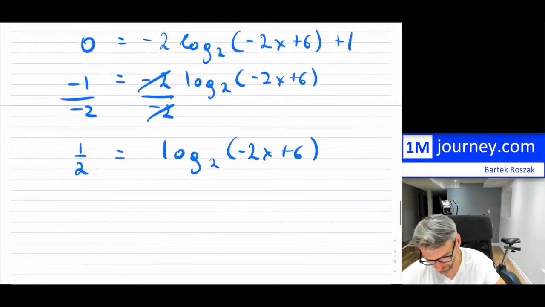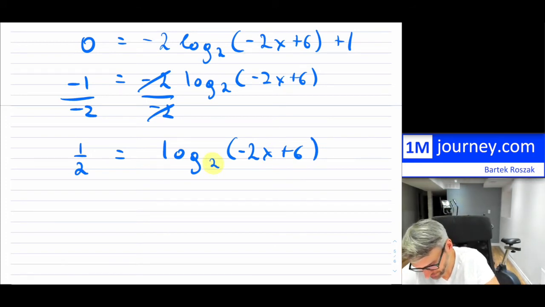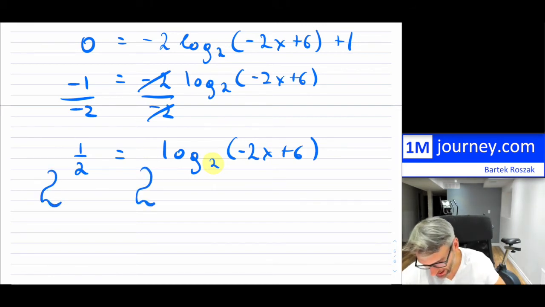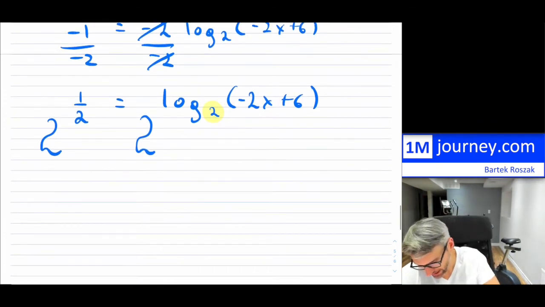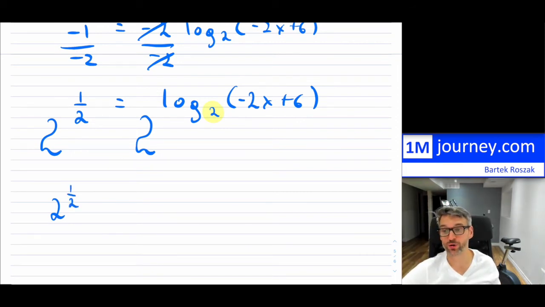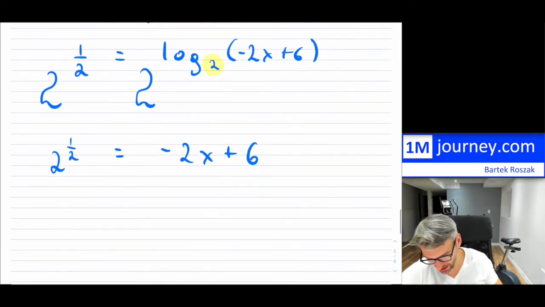All right. So now I'm going to try to solve. I'm going to make the base equal to 2 right here to get rid of that log. So 2 to the half and then 2 to the log of base 2, which is going to give me 2. Okay, so this is 2 to the half, which is really just square root of 2, equals -2x plus 6. Okay, so we're getting there now.